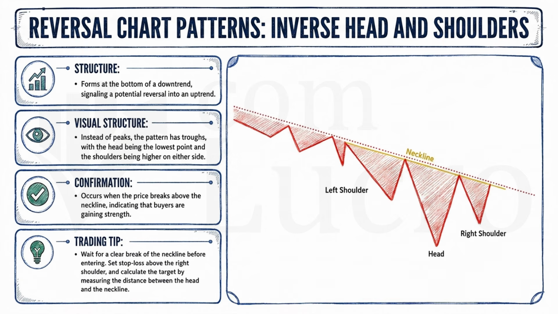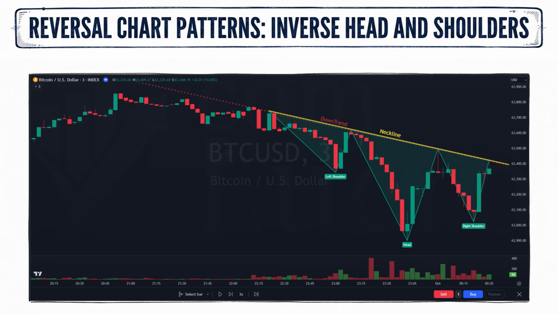Like the standard head and shoulders, this pattern consists of 3 turning points. However, instead of 3 peaks, it forms 3 troughs. The first trough creates the left shoulder, the middle and deepest trough forms the head, and the final trough creates the right shoulder. Although the shoulders do not need to be perfectly equal, the overall structure should clearly show a lower central trough surrounded by 2 higher ones.